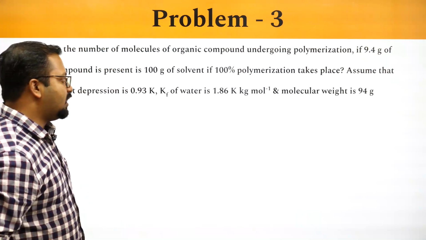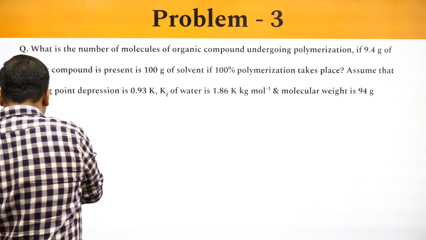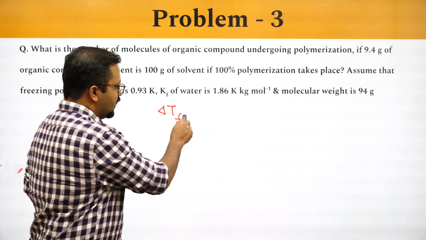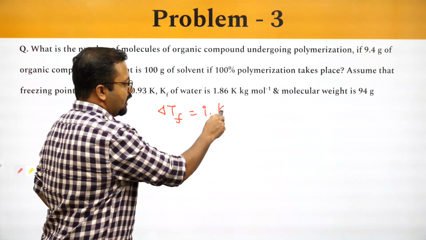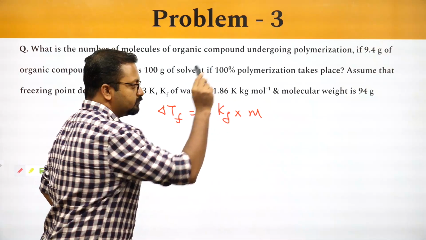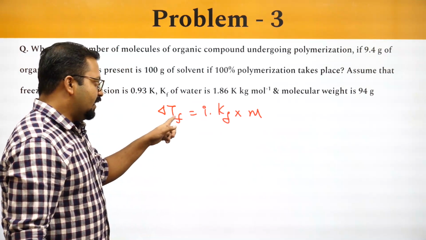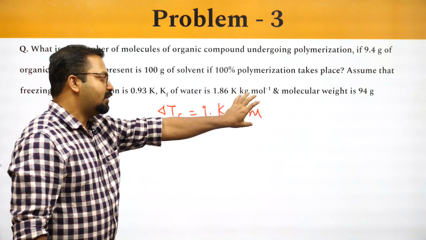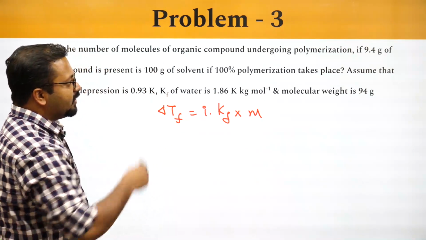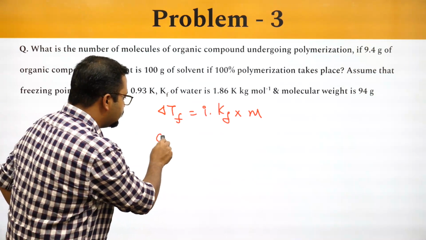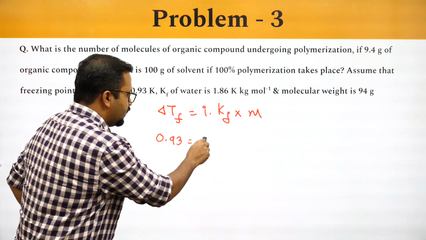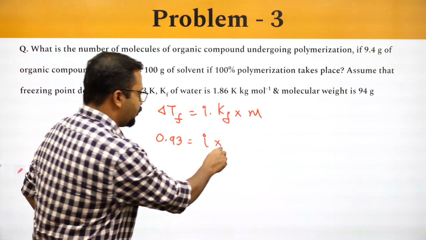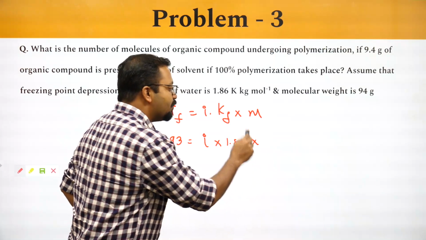So हमारा इक्वेशन क्या होना चाहिए? Our equation should be delta Tf equal to i times Kf times molality. Delta Tf is the depression, i is the Van't-Hoff factor, Kf is the cryoscopic constant, times molality. Delta Tf कितना दिया गया है? 0.93. ये i के बराबर हो गया. Kf is 1.86. फिर मोलैलिटी आपको कैलकुलेट करना है.